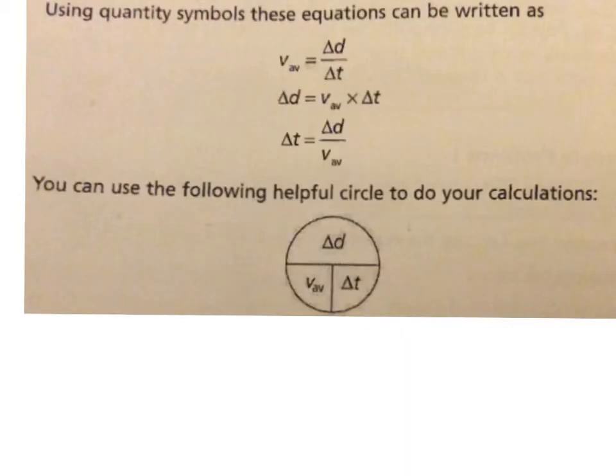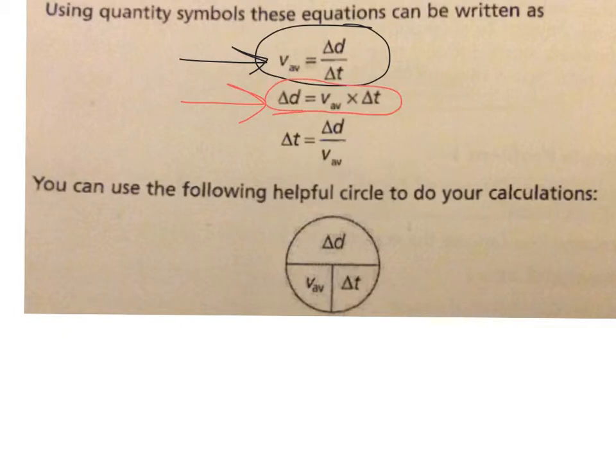Here's a simple tool to use to rearrange the equations. If I am trying to find average speed, we use the V equals D over T equation. But if I want to find out the distance, then I can rearrange this equation, and now I have D is equal to V times T. And if I want to find the amount of time, then I have time equals the distance divided by the velocity. So these three equations can be used in different ways to find different pieces of information.